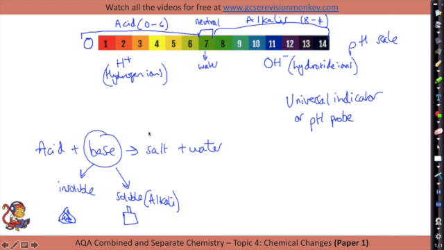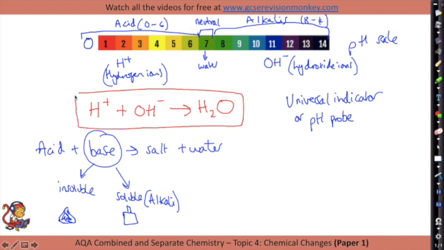Now with the neutralisation reaction, you're taking an acid and you're reacting it with a base to make a salt plus water. So if you take an acid with hydrogen ions and react it with an alkali with hydroxide ions, you can see that the result of those two reacting is going to make water. And also you'll make a salt in the reaction as well. But this is the ionic equation for neutralisation.